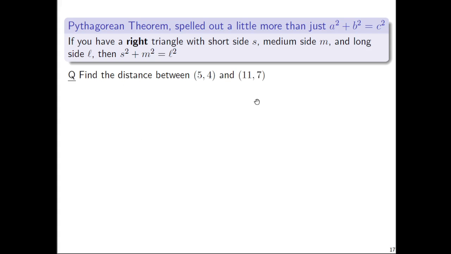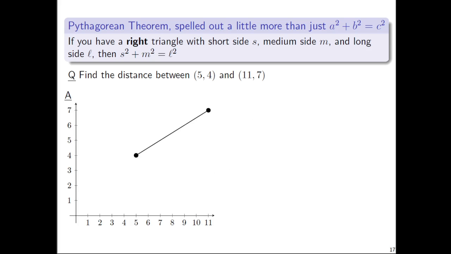So let's find the distance between the point (5,4) and the point (11,7). We'll make a quick sketch of those 2 points here. So we've got (5,4) and (11,7) right here. And if we want to find the distance, we'll just connect these 2 points with a straight line. We want to find out how long that line is, right? That would be the distance.